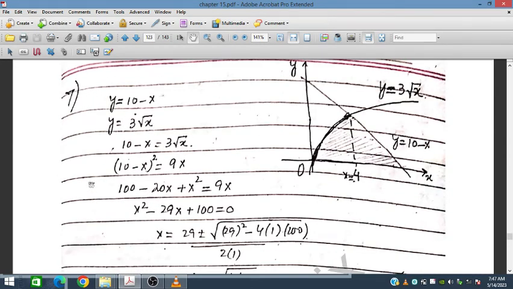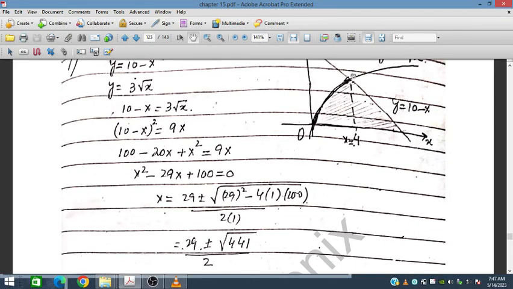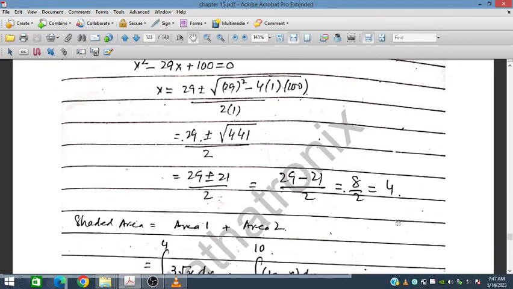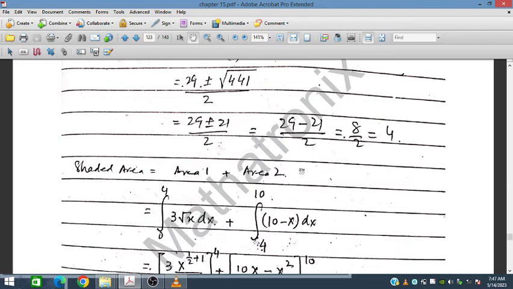Similarly, this part 7, this is a curve and this is a line equation. So we have to draw this curve and this line equation. From this we have obtained these intersecting points, x equal to 0 and 4, and area 1 and area 2. So this is area 1 and this is area 2. So we'll add these two, area 1 plus area 2.